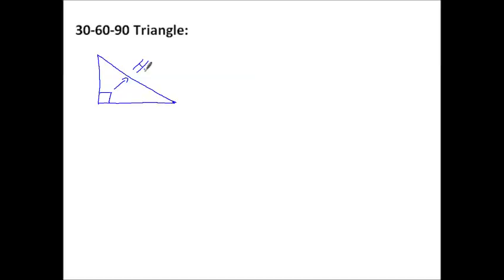Then we have our smaller angle of 30 degrees, which is across from the shorter leg, and I'm going to abbreviate that SL for shorter leg. And then we have the 60-degree angle, which is across from the longer leg, which I will abbreviate with LL.